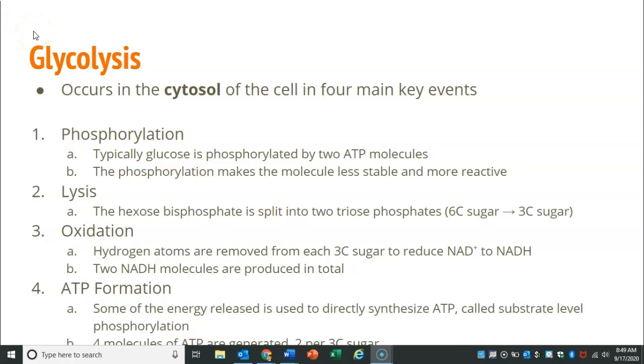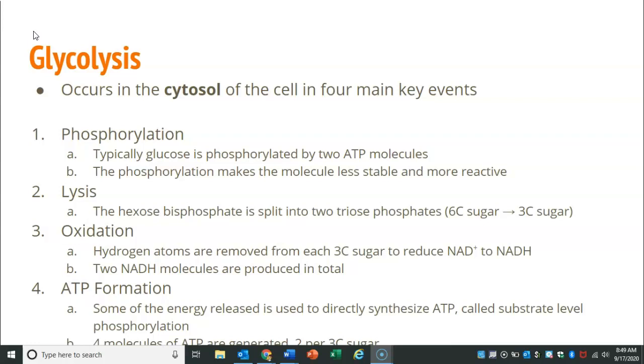Sorry if you can't see the very last bit of the slide, but you have phosphorylation. Remember, we've talked about phosphorylation as the addition of a phosphate to an organic compound, whatever that may be. You do this through the addition of ATP. So glucose is phosphorylated by 2 ATP molecules, which means you need to start with ATP molecules to even go through glycolysis. Once glucose is phosphorylated, those ATP molecules have that extra phosphate which transfers to the glucose. That glucose is now less stable and more reactive.